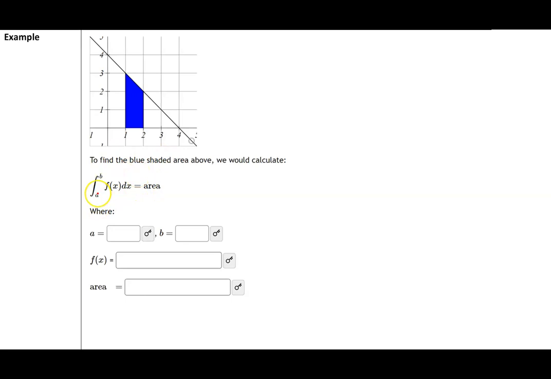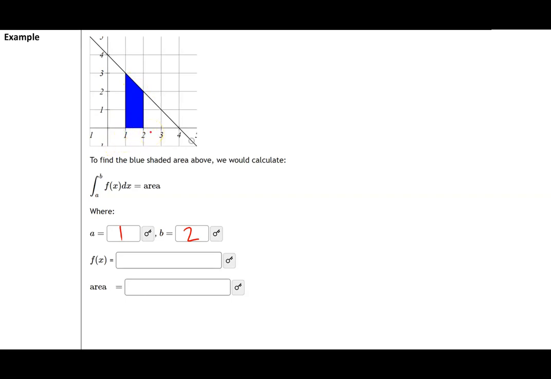So we first want to know what are our limits of integration, what are a and b. Well, we were looking at the x values between 1 and 2. So a is going to be 1 and b is going to be 2. Those are our limits of integration, since we're looking for the area under this curve, but only between the x values of 1 and 2.